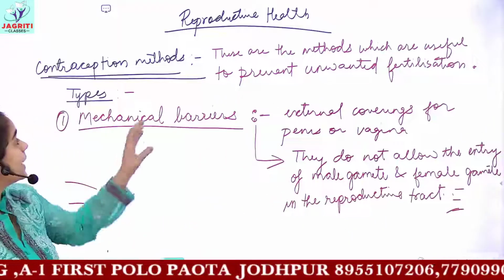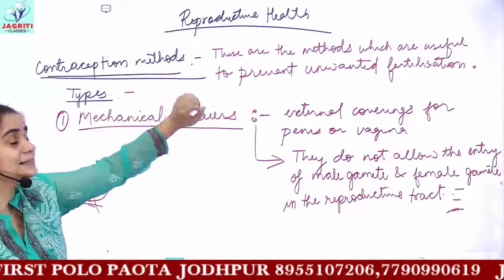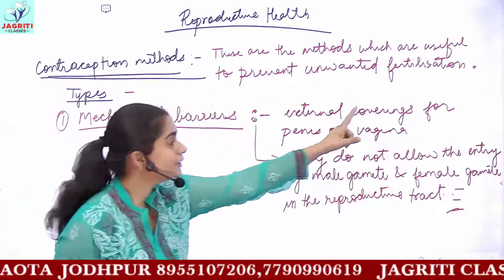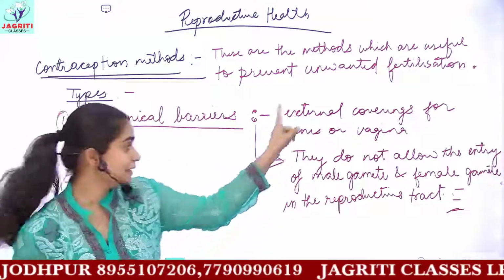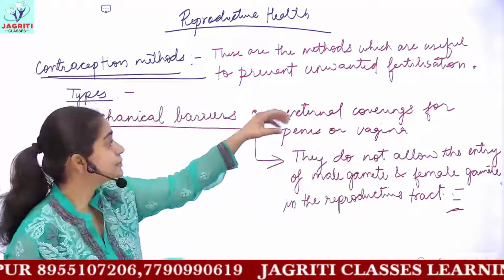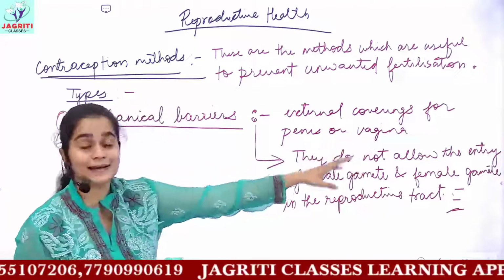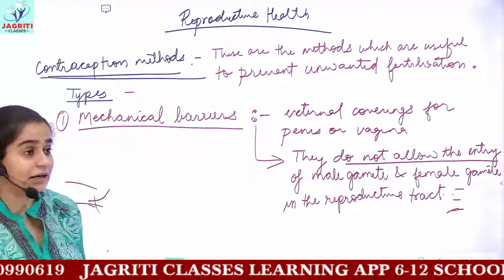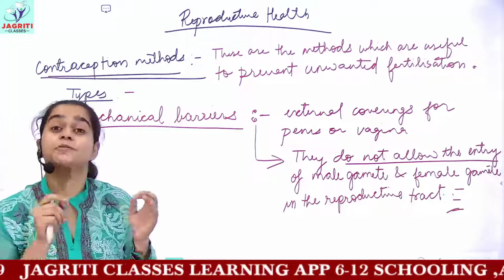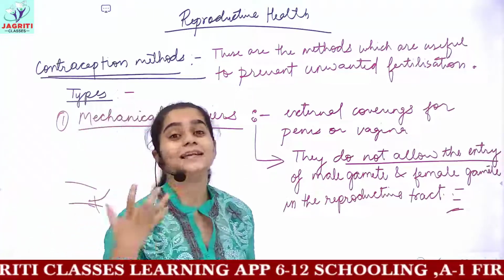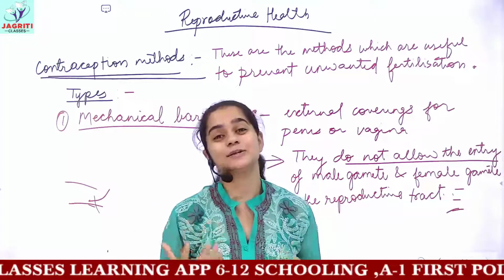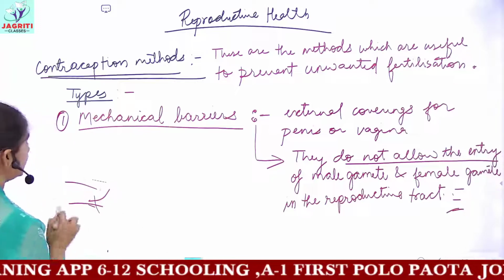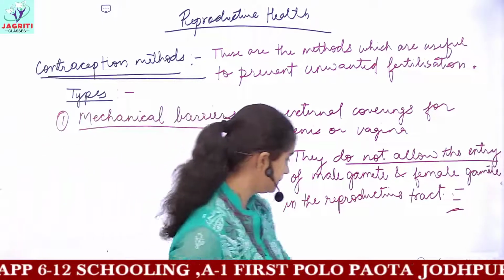Mechanical barriers are a type of contraception method, that is, they prevent unwanted fertilization. Now these are the external coverings which are used either for the penis or for the vagina, and once these get covered, they do not allow the entry of the male or female gamete. And if the male gamete or the female gamete would not enter the reproductive tract, then there is no possibility for fertilization to occur. So this was the first kind of contraception method.